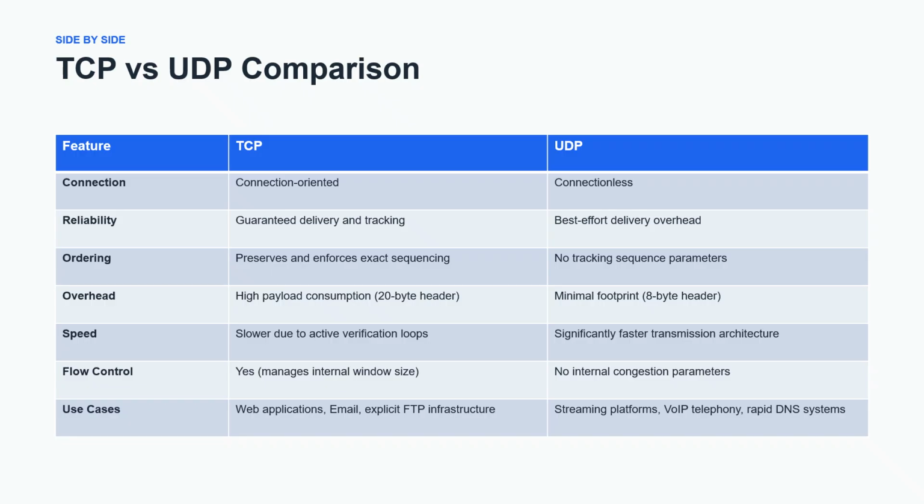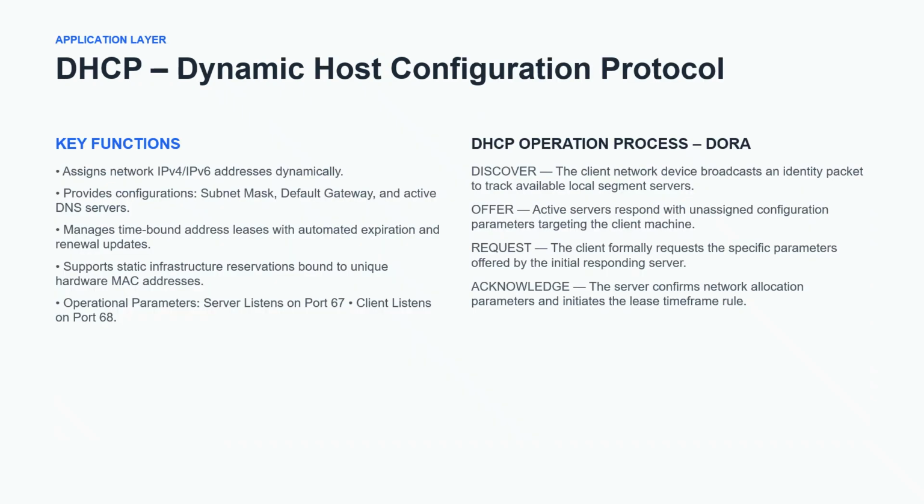TCP has higher overhead with a 20-byte header while UDP has low overhead with an 8-byte header. TCP is slower while UDP is faster. TCP has flow control while UDP does not. TCP is used for web browsing, email, and file transfers while UDP is used for streaming, VoIP, and DNS.